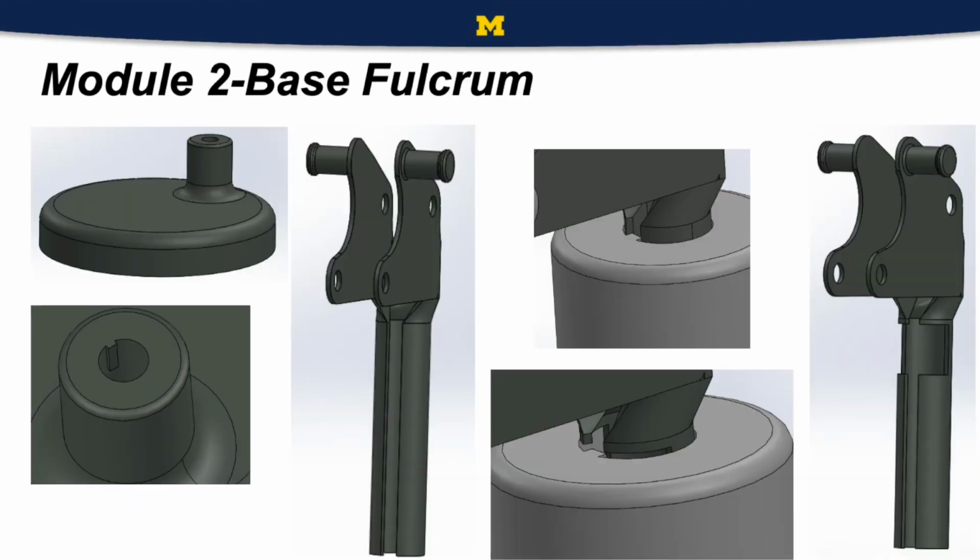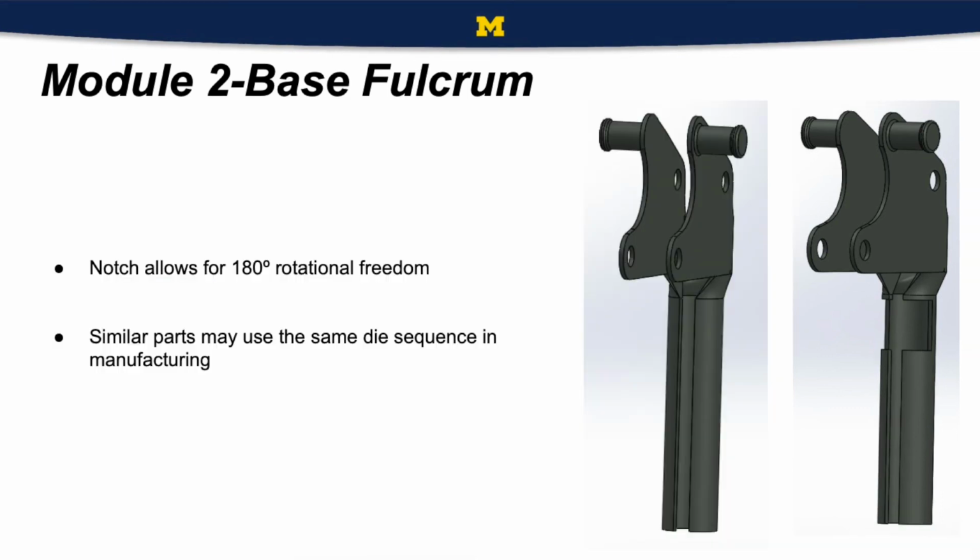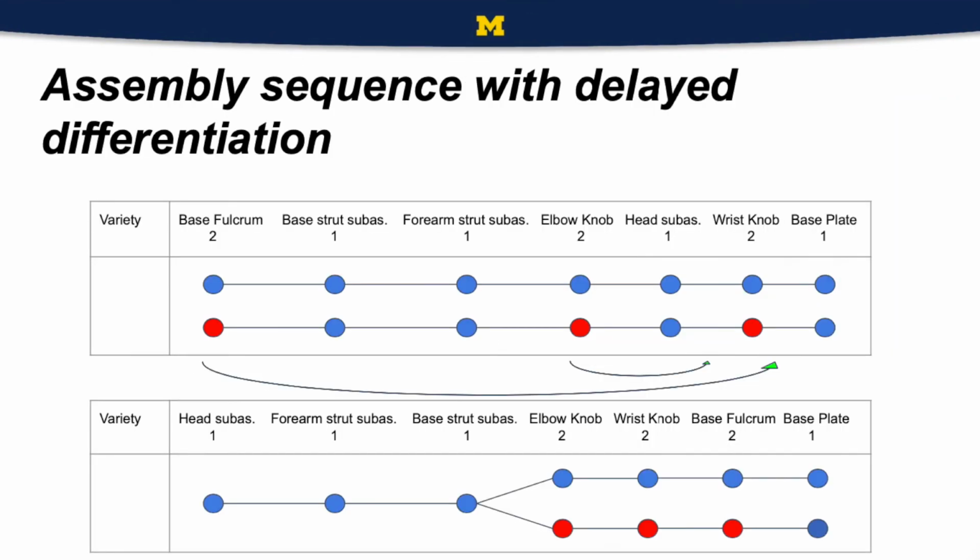The second module, the base fulcrum, was also redesigned. As you can see on the left, the original design contains a tab that limits rotation in the vertical axis. However, the redesign features a slot that allows for 180 degrees of rotation about this axis. It should be noted that this part is very similar to the original design and will likely be able to be manufactured using the same die sequence.